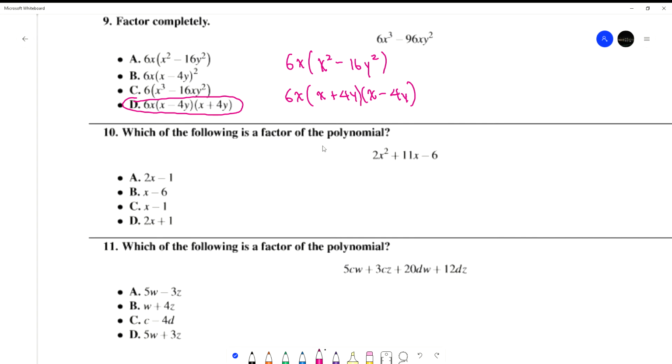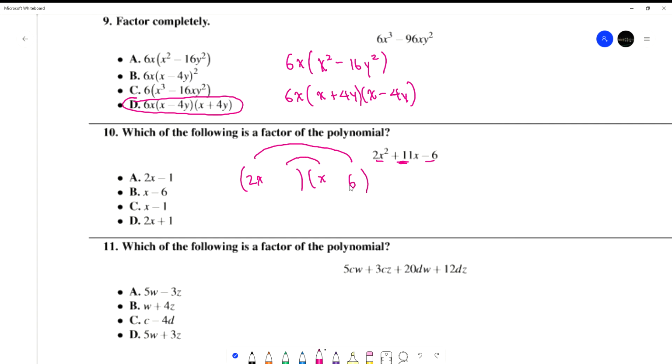Alrighty, moving on, we have to factor the polynomial here. So I've been doing the trial and error method lately. But how do you get that? You have 2x times x gives me my x squared. How do I get negative 6? One is positive, one is negative. But just remember the middle term is positive 11x. So my outer product plus my inner product has to add up to 11.